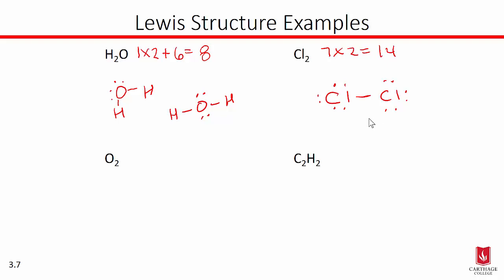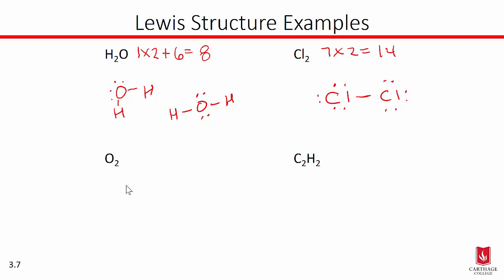Then we need to meet the octet rule for everything. So I've got 2, 4, 6, 8 electrons around the chlorine on the left, and 2, 4, 6, 8 electrons around the chlorine on the right. So we meet the octet rule for both of those. Okay, so this is a good Lewis structure for the chlorine molecule.